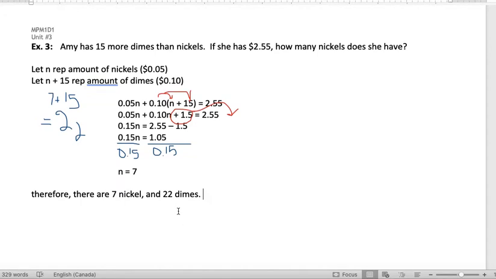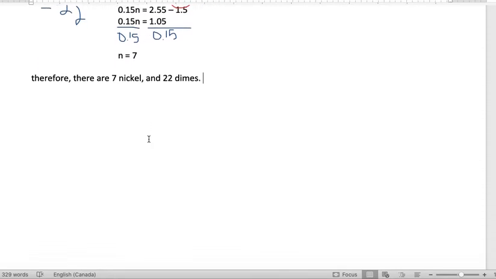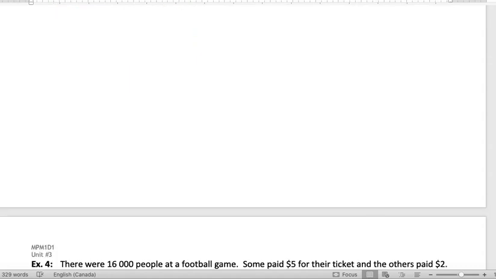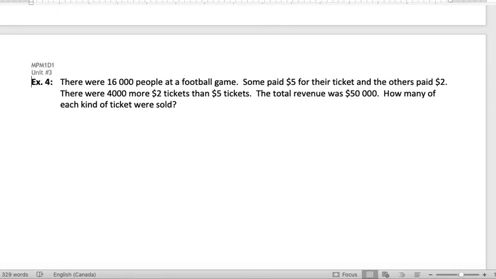So this question is hard because it asks about the quantity of money and the value of the money. So not only did we have to assign the variable, but we had to assign its value to it as well. So this is a really tricky question. So rewatch the video if you are unsure.